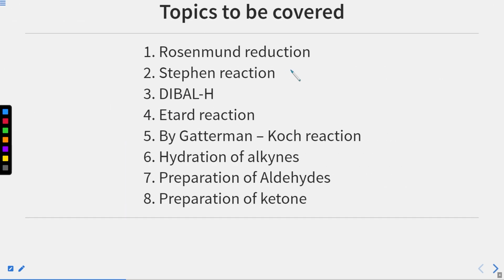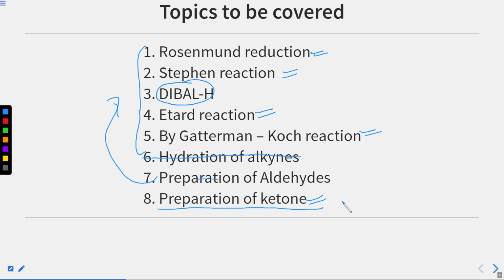So if you look at today's topic, these are the name reactions that we will cover today: Rosenmund reaction, Stephen reaction, then the use of a specific reducing agent called DIBAL-H. Further, we'll move to Etard reaction, Gattermann-Koch. Then we will see preparation of ketone. So these were all the methods of preparation for aldehyde, and we will see 2 to 3 methods of ketone. Clear? So let us start today's lecture.